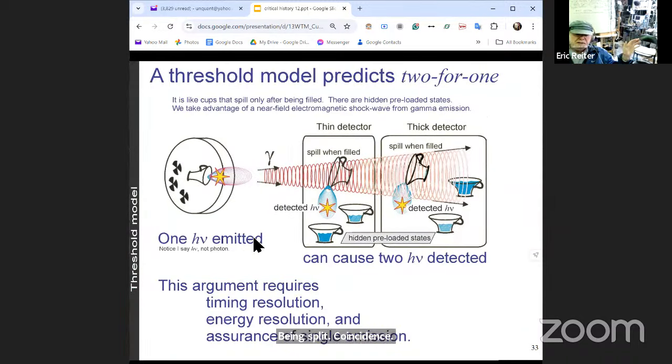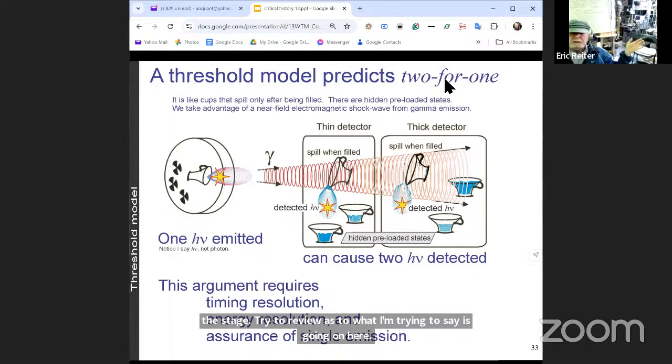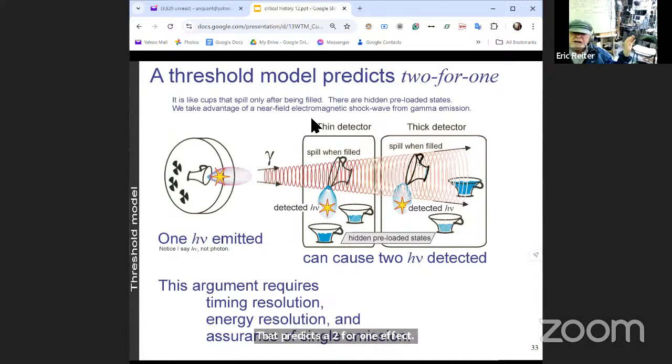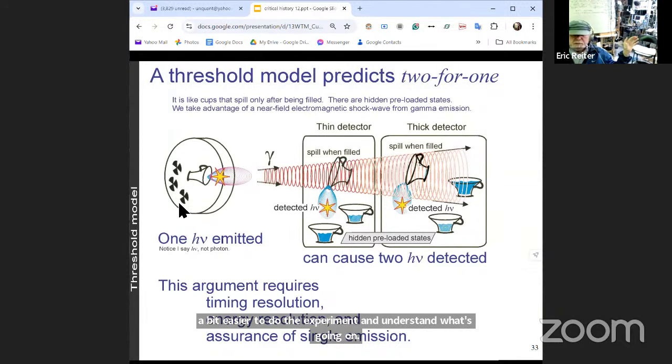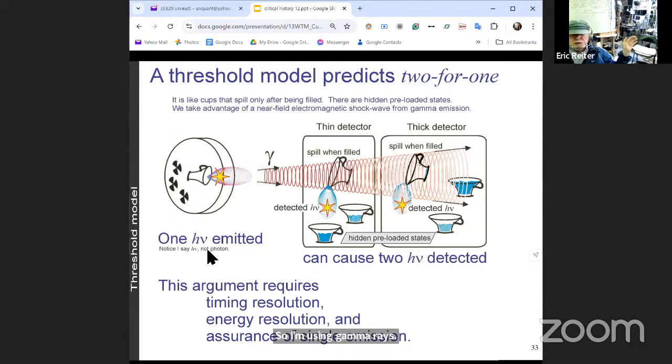So let me set the stage, try to review what I'm trying to say is going on here with a threshold model that predicts a 2-for-1 effect. If you set up the beam split instead as a thin detector in front of a thick detector, it's a bit easier to do the experiment and understand what's going on. So I'm using gamma rays. I'm saying that it's an h nu emitted, not a photon. We do embrace E equals h nu.